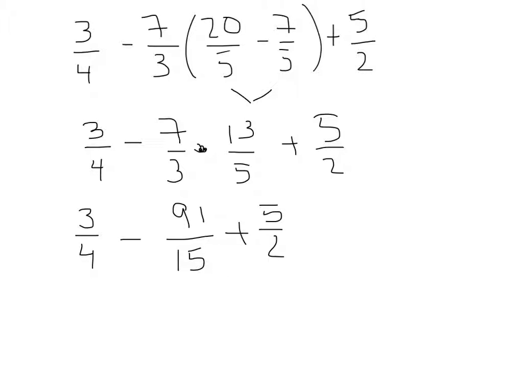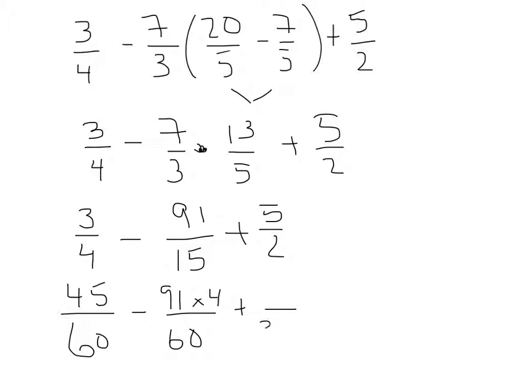And now we have simply an addition problem of positive and negative fractions. We need a common denominator, which in this case is 60 as the smallest one. 3/4 becomes 45/60. 91/15 becomes something over 60, and that something is whatever 91 times 4 is, which we can take off to the side. And 5/2 is also in 60ths, multiplying the bottom by 30, and therefore the top by 30 as well. That gives us 150/60ths.